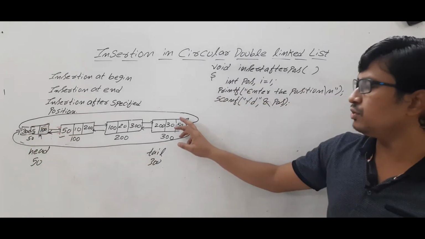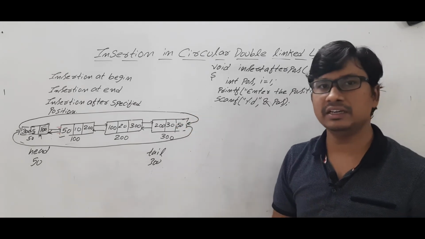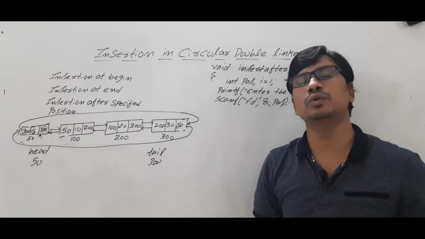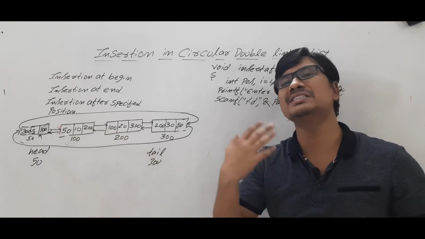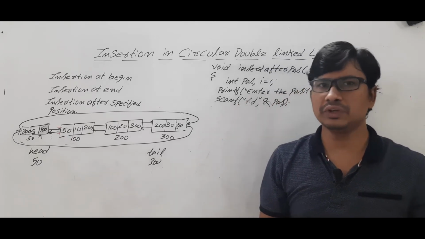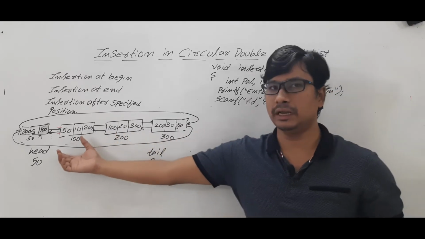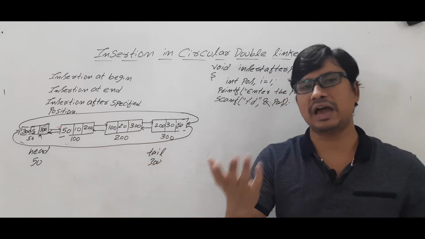Good. If the user says position is equal to 4, after this position you want to insert. Okay, valid. If the user says that position is equal to 10, and you have a list of 4 nodes, how can you insert a new node after the 10th position? It is invalid. So what we have to do is count the number of nodes in the circular double linked list and check whether it is valid or not.